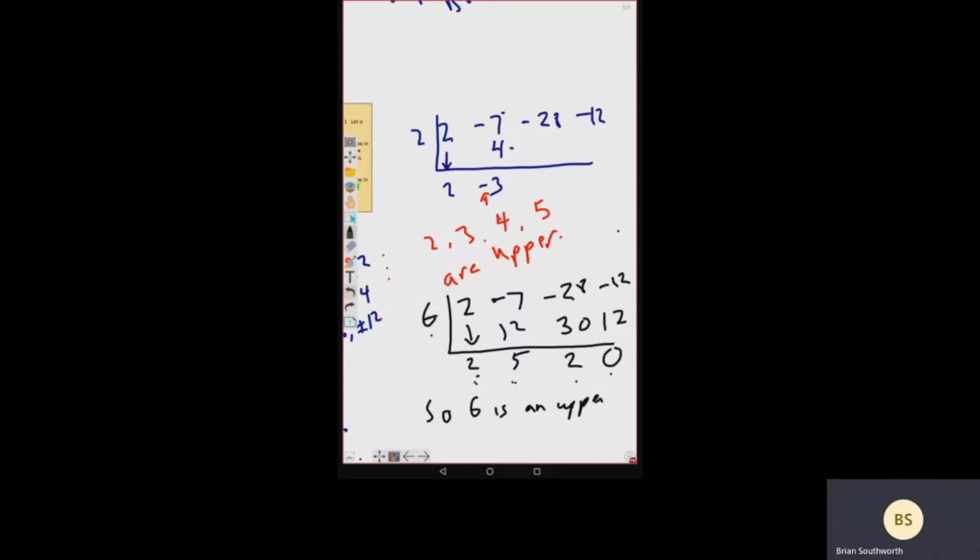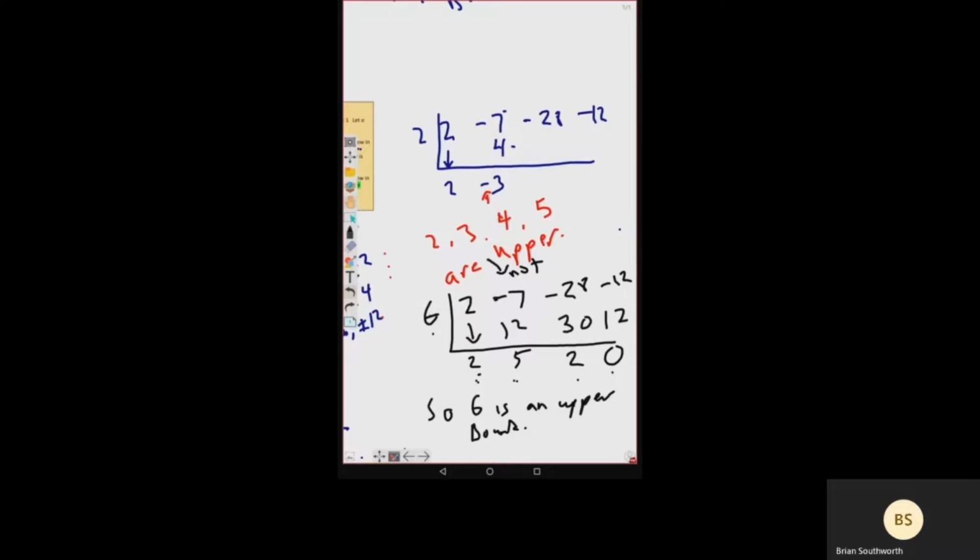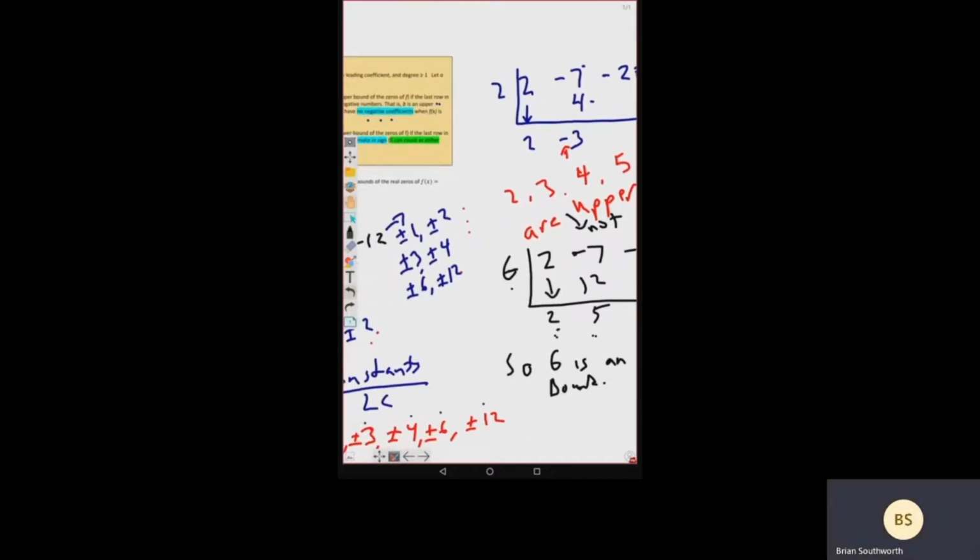This should be a notch right there. So it cuts out the plus 12. It's not as great, but it's one less thing we have to check.